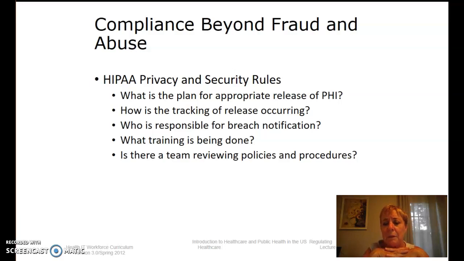If there is a breach, who's going to be responsible to investigate that breach? What kind of training are you doing? Is there any kind of team that's reviewing your policy and procedures? All of these things have to be addressed in a healthcare organization.